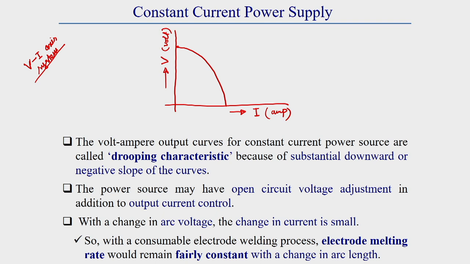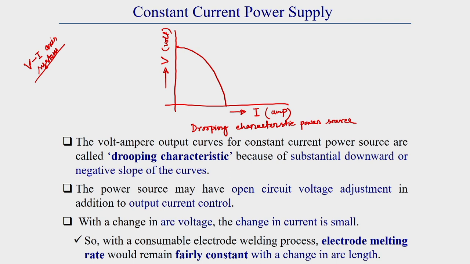This type of power source is also called a drooping characteristic source. This type of power source is also called a drooping curve, because of its substantial downward or negative slope in this curve.